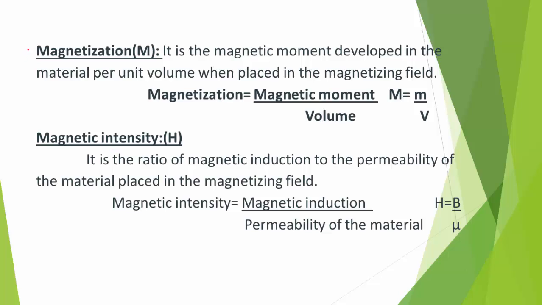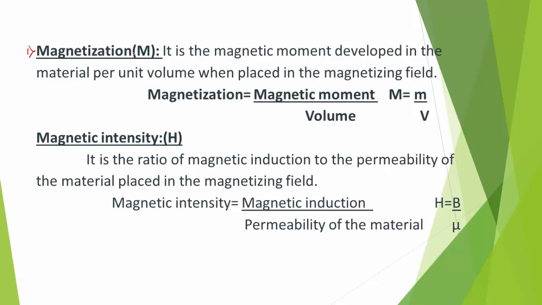The first is a small definition, that is magnetization. The first definition is magnetization. Magnetic moment, what it is, we studied in the last class. Or what is the magnetizing field? The magnetic field that magnetizes the material placed in it is what we call the magnetizing field.